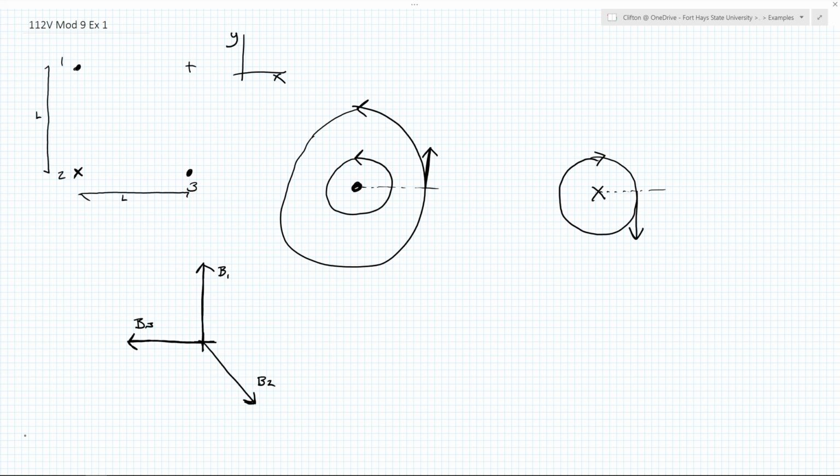So the magnetic field strength, we know how to calculate what the magnetic field strength is. We have a formula that tells us the magnetic field due to a long straight current is just mu naught, which is the permeability constant, times the current over 2 pi r, where r is the distance away from the current. So we just need to apply this formula for all 3 of the currents.